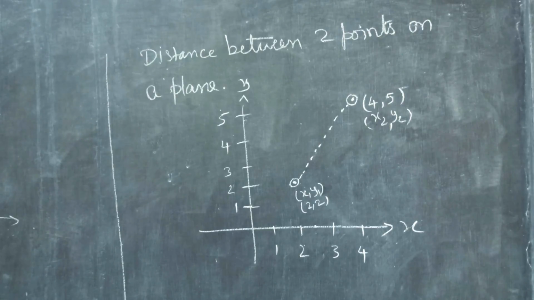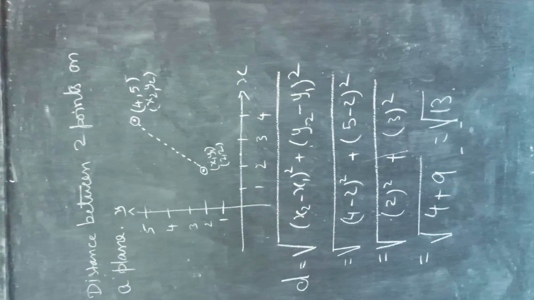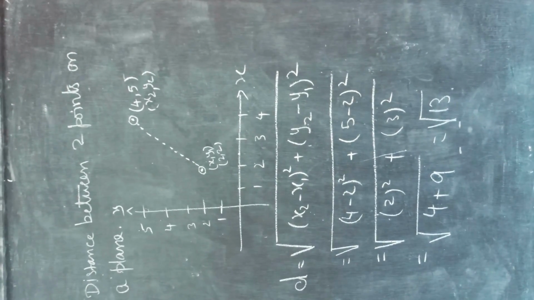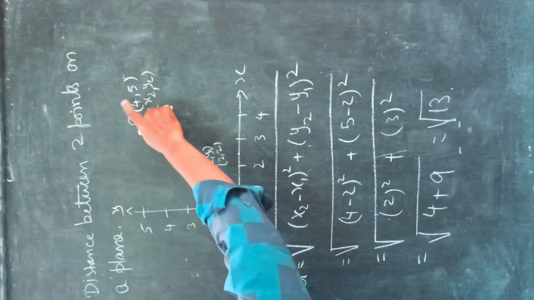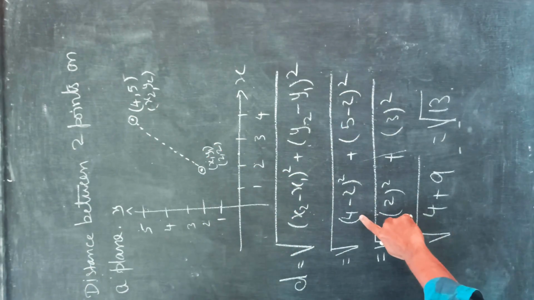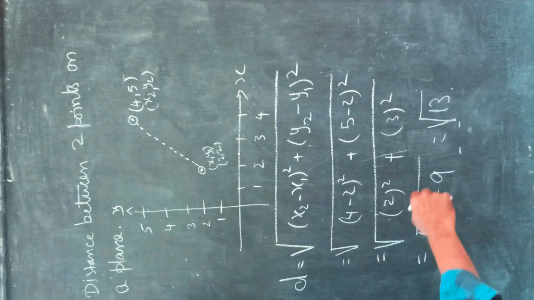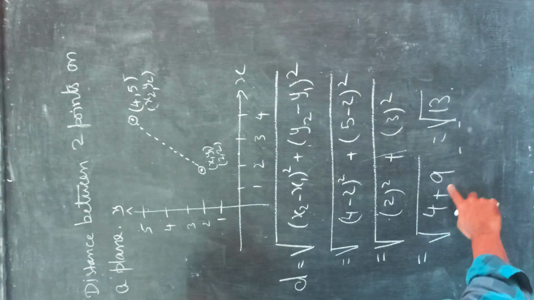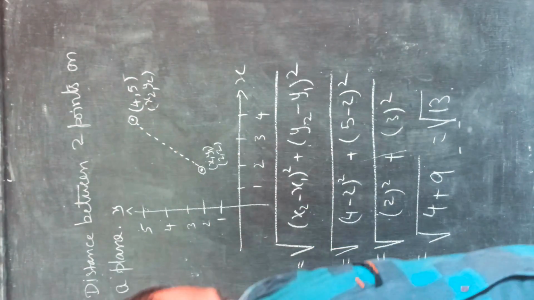Just because we use a formula, now, by using this formula, square root of x2 minus x1 the whole square plus y2 minus y1 the whole square, we find this distance. That is 4 minus 2 the whole square, 5 minus 2 the whole square. 4 minus 2 is 2 the whole square, 5 minus 2 is 3 the whole square. So 2 square is 4 and 3 square is 9, so it becomes root 13. So this distance is root 13.